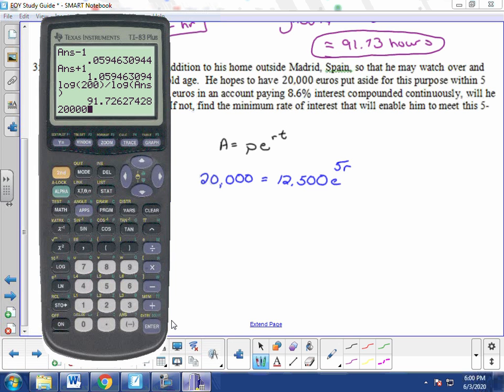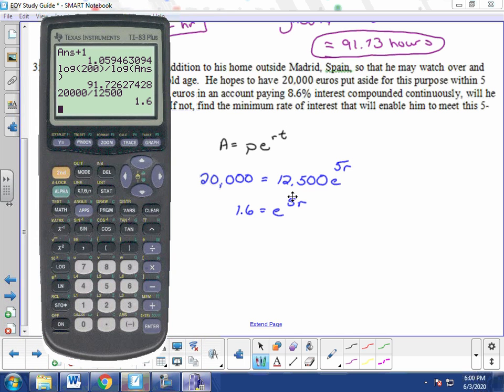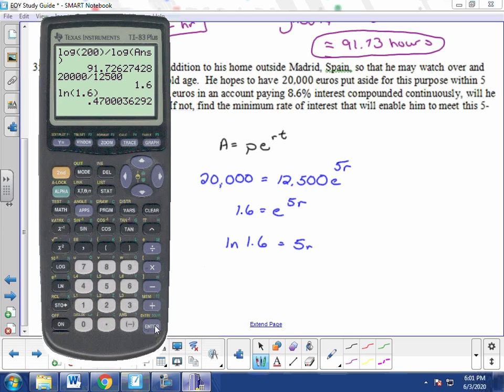So the first thing that we want to do here is divide both sides by 12,500. So 1.6, this isn't rounded, so we'll leave that as 1.6. Now I need to get rid of this exponential equation. So again, we're going to use a logarithm with base E. We saw some examples earlier of that as a natural log. So the natural log of 1.6, I'll go ahead and just type this into the calculator, but then realize that we do need to divide by 5 here.